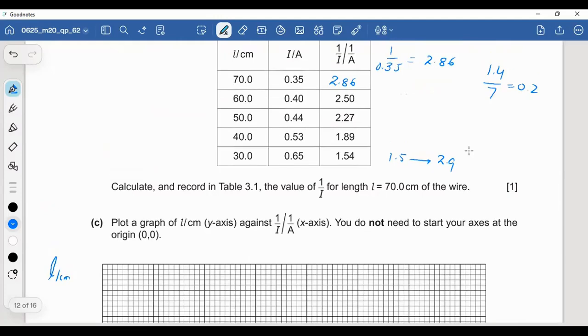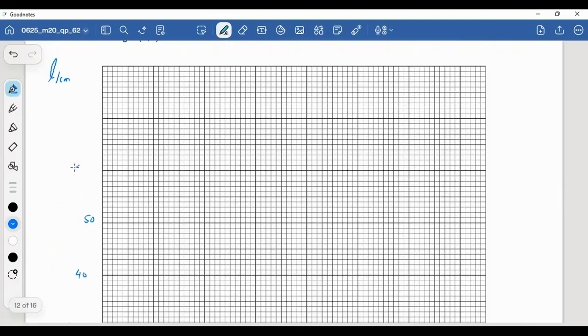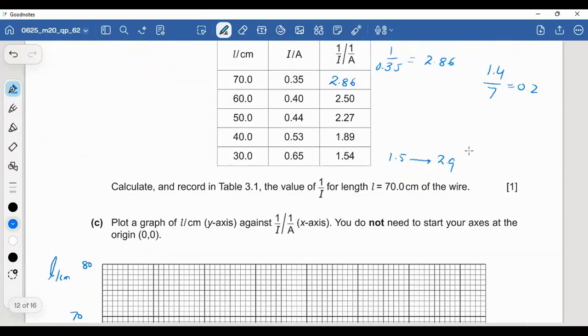On the y-axis, it is very simple, so we can start exactly at 30: 30, 40, 50, 60, 70. Our values go up to about 70. Okay, the next step is to put in the values.